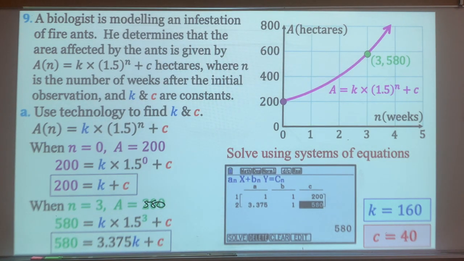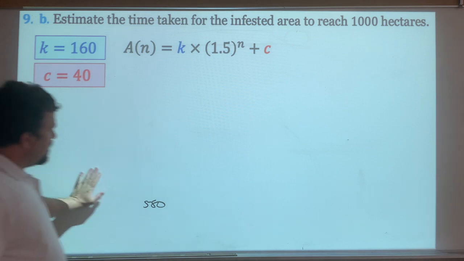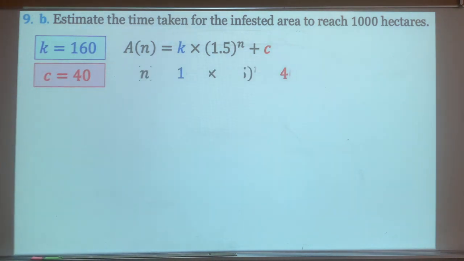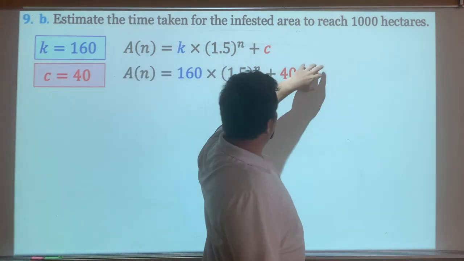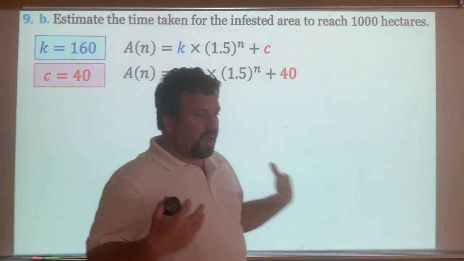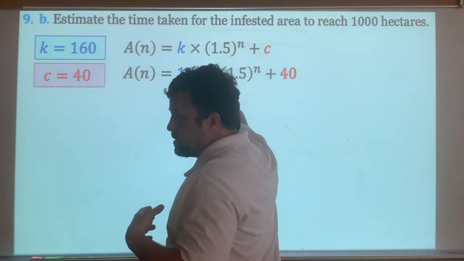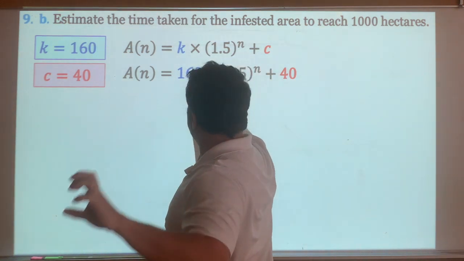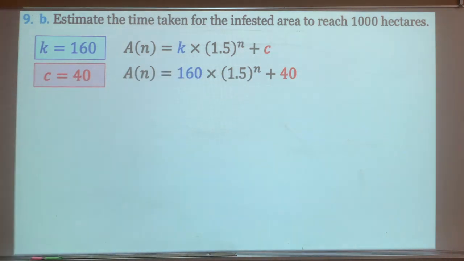Now we're going to use this information to solve some more stuff. We know that K is 160 and C is 40. We just did that. So we could rewrite our original equation as A to the N equals 160 times 1.5 to the N plus 40. Now we have a good equation. We could type in anything we want for N and find out the area damage, or we could graph and find the intercepts and find out how long it takes to reach certain areas. So we're going to go backwards this time.